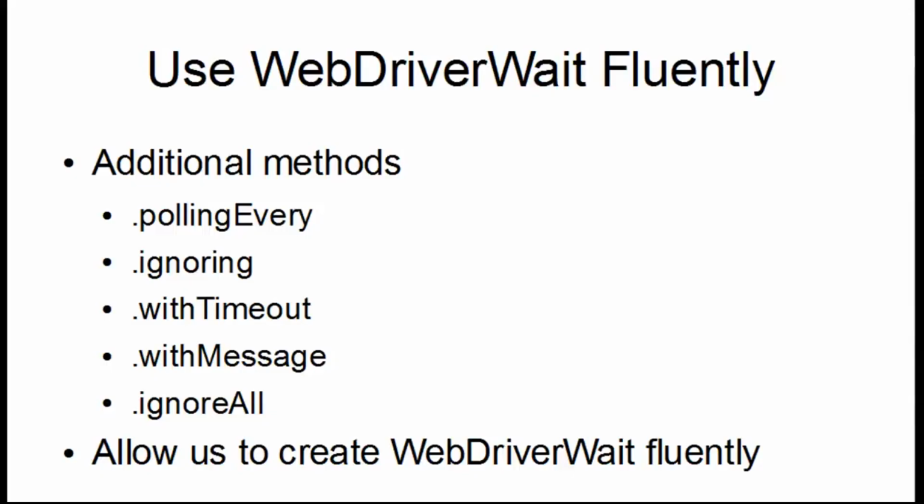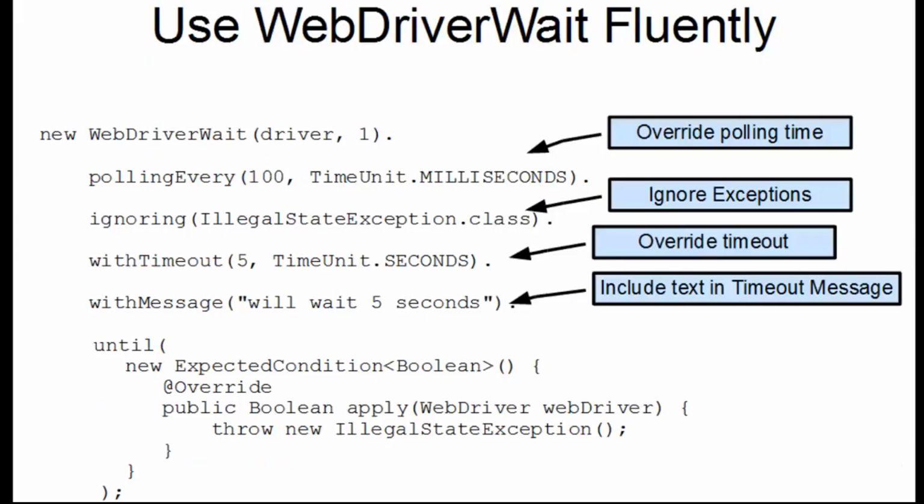Let me show you an example. So here I've gone new WebDriverWait for a driver with a timeout time of 1 second, where we poll every 100 milliseconds. See how much more readable that is. Ignoring an illegal state exception class. With timeout 5, timeout unit seconds, so I've overridden the timeout that's in there. With a message, we'll wait 5 seconds. This will be shown in the timeout message itself.